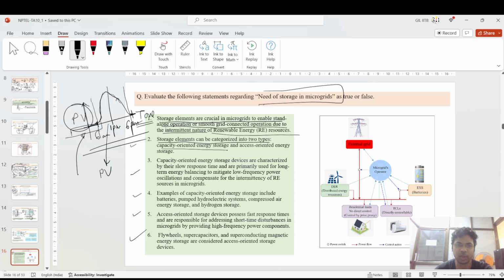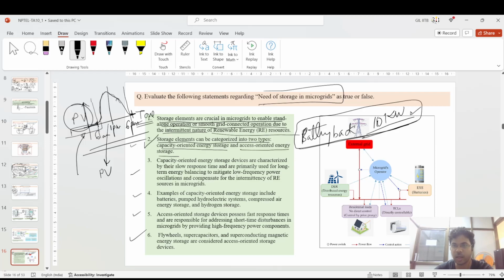The second statement says that storage elements can be categorized into two types, that is capacity-oriented energy storage and access-oriented energy storage. That is true. Why? You have actually defined storage elements into two types, the capacity-oriented and the access-oriented. Capacity-oriented is such that, suppose you are installing battery banks, you need nearly 10 kilowatt. Based upon your ability and your demand, you install the 10 kilowatt capacity.